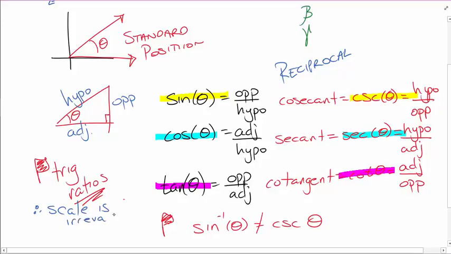It does not matter how big a triangle is. All that matters is the shape of that triangle. The magnitude is not relevant here. The discussion of these trig ratios will be based on the shape. We're going to see that here in our first problem.